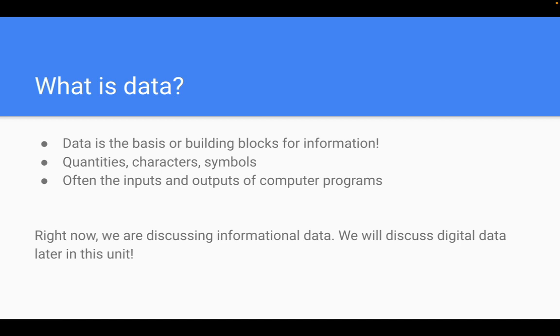So far we've been talking mostly about the building blocks when it comes to programming, but the same thing can be said for information. So types of data we're going to look at include quantities, such as numbers, characters, such as letters or grouping them together into words, or even symbols. Often the inputs and outputs of computer programs. So there's normally some type of reason that you're using your computer, and oftentimes those are going to be data. Right now we are discussing informational data. We'll discuss digital data later in the unit.